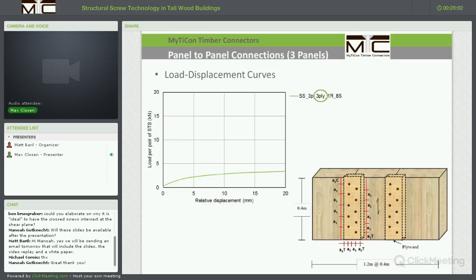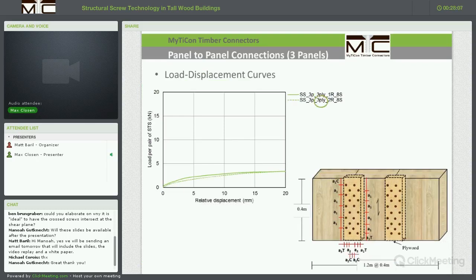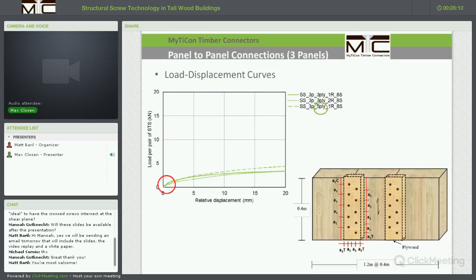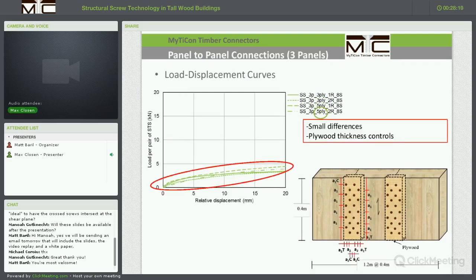Looking at some of the obtained load displacement curves for shear connection systems, we see a flat performance for all these systems where we have 1 row of screws or 2 rows of screws, or where we have a 1-inch or 3/4-inch plywood thickness. So clearly we can basically say that for all these surface ply connections, we have small differences regardless of the CLT panel thickness. It seems that the plywood thickness has a large impact, of course, on these connections, and by varying the plywood thickness, we can potentially get a much better connection performance.